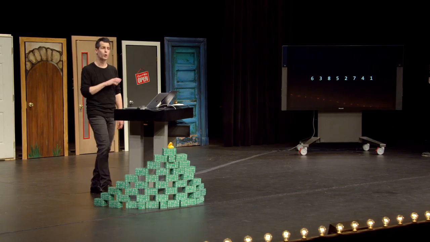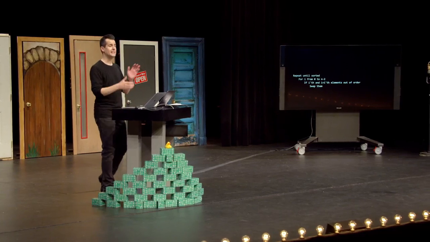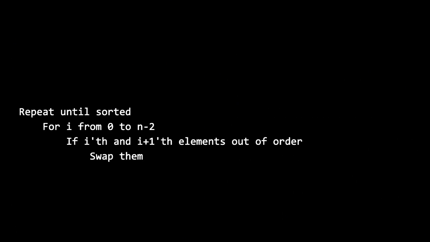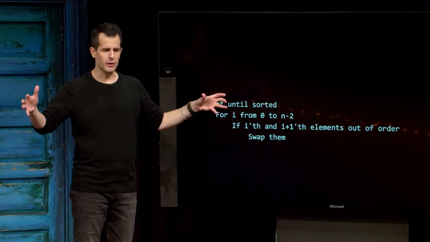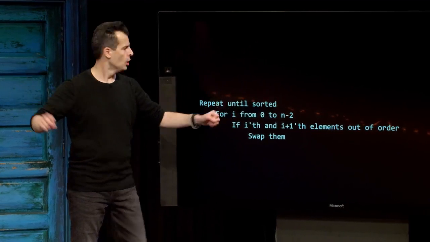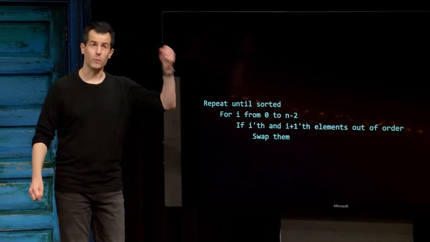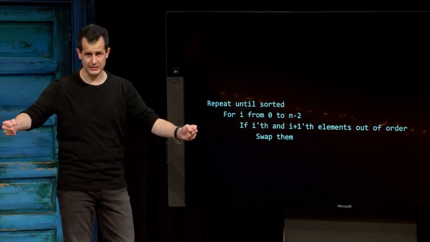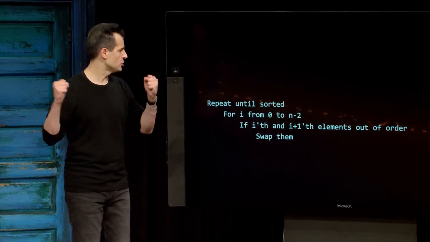So toward that end, let's take a look at some proposed pseudocode for bubble sort, assuming that the input is anything, whether sorted or unsorted. The pseudocode's always going to look like this. Repeat until sorted. For i from 0 to n minus 2. Now, what does this mean? 0 to n minus 1 goes from the first element to the last. So 0 to n minus 2 goes from the first element to the second to last. Why am I doing that? We'll see in just a moment.